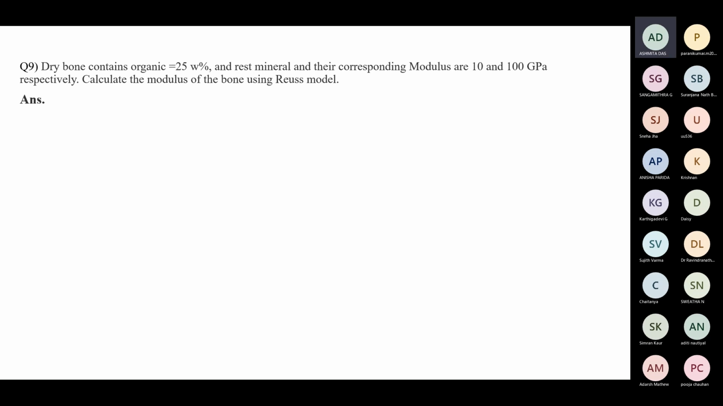Dry bone contains 25% wet percentage and the rest minerals, and their corresponding moduli are 10 and 100 GPa respectively. Calculate the modulus of the bone using the Ross model. Please solve the question and tell me the correct answer.